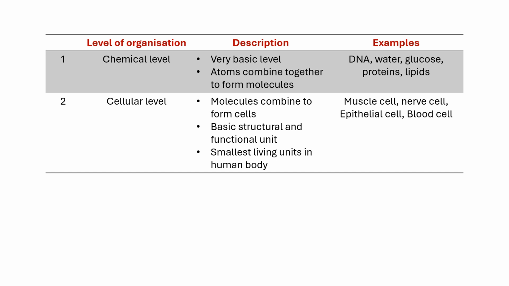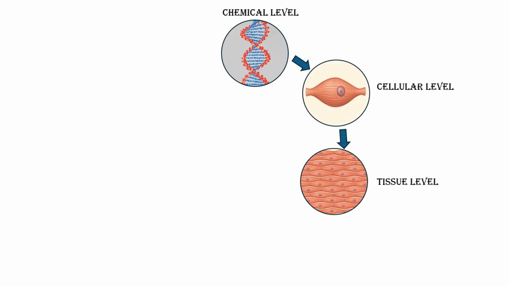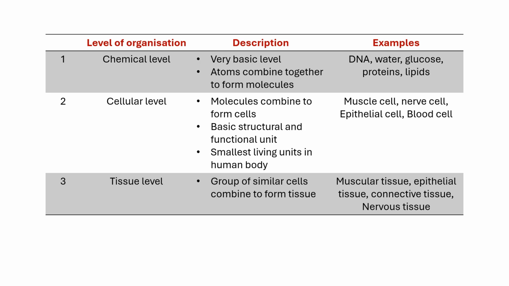Next, third level is tissue level. In tissue level, a group of cells which work together to perform one specific function gets combined to form the tissue. For example, muscular tissue. It is made up of muscle cells. These muscle cells will work together and help us to move our legs, arms, to walk, to sit, to stand, all these functions. Next level of organization is organ level, that is fourth level.